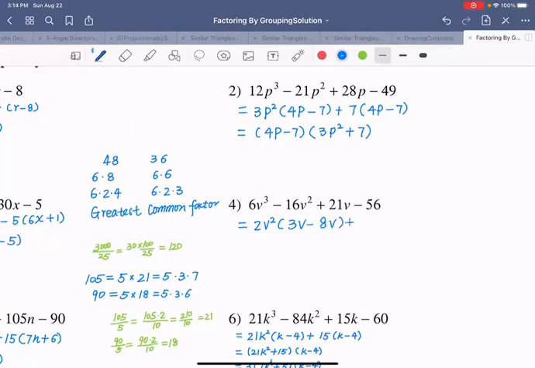8v plus, with this 2, which common factor you can take it out? 7. 7 times 3v minus 8. There you go. I have a typo over here, okay? 3v minus 8. Now, who is a common factor? Who is a common factor?